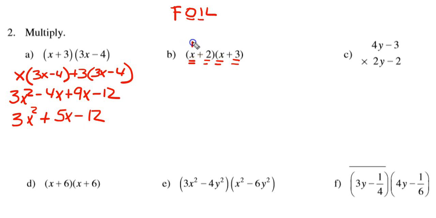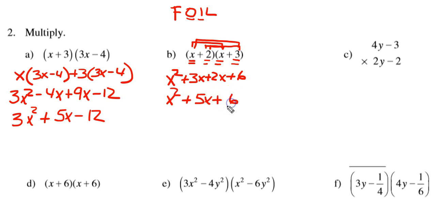So let's do it. X times x is x squared. Now when I do my outers, I get x times 3 is plus 3x. When I do my inners, I get a plus 2x. And now when I do my last, I get a plus 6. Remember, you're multiplying. Now we have like terms in the middle still, sort of at this stage. And we get x squared plus 5x plus 6.